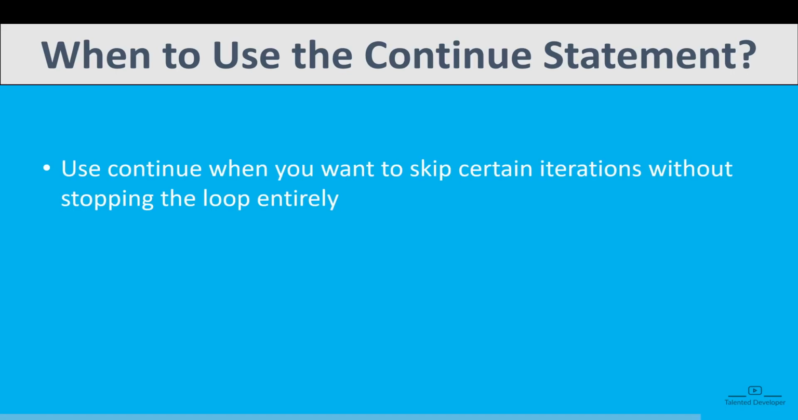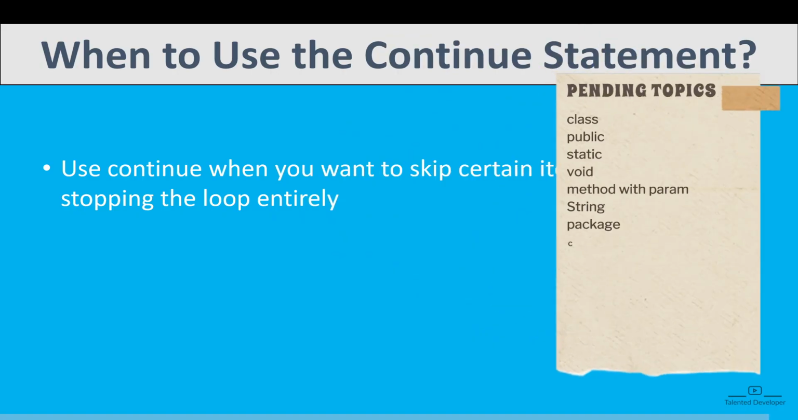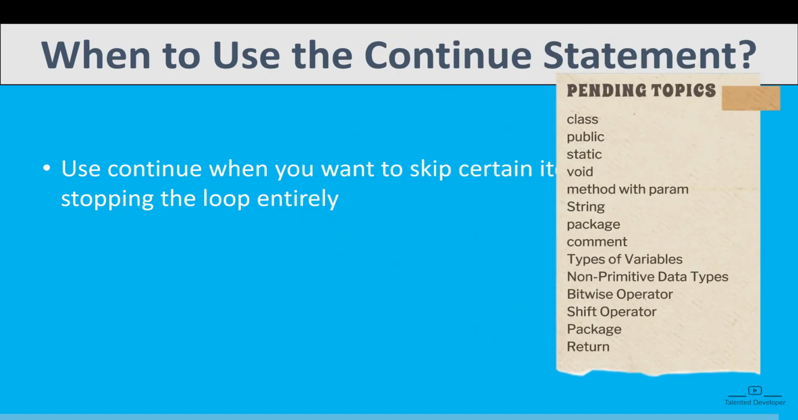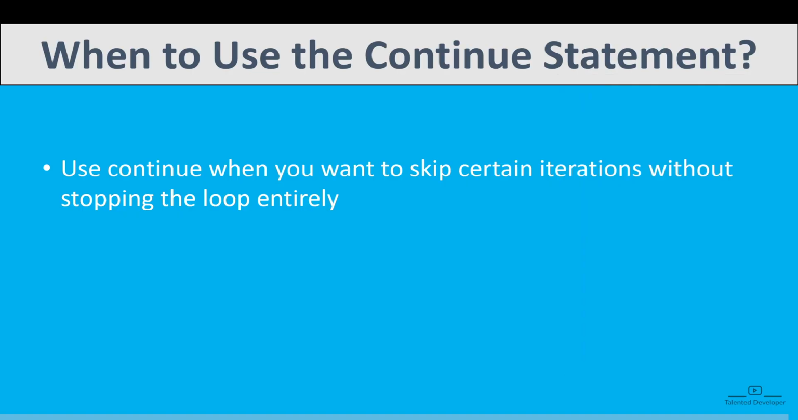So when to use the continue statement? Use continue when you want to skip a certain iteration without stopping the loop entirely. It is helpful when you only need to bypass a certain condition but still need the loop to keep running for the other cases. And for now, we are going to skip the return. We will cover this once we understand methods.